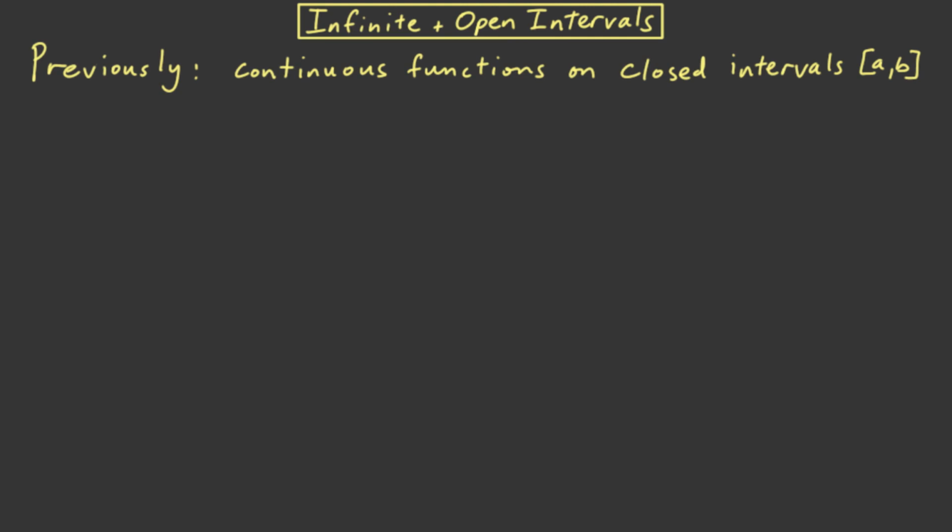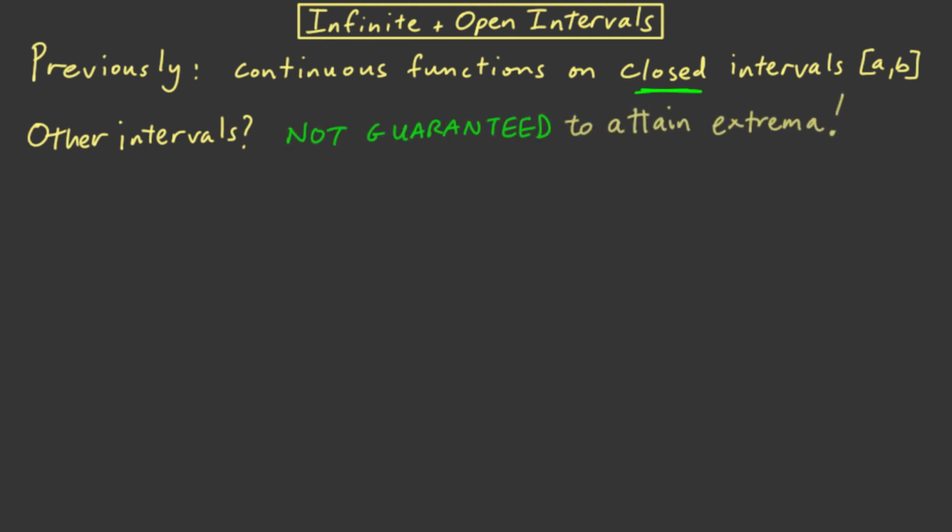So far, we've been focused on the mins and maxes of continuous functions on closed intervals [a, b]. And that's a situation where the extreme value theorem applies. But what about other kinds of intervals? Open intervals, infinite intervals. What can we do then? We no longer have the extreme value theorem, so we're not guaranteed that the function will attain a max or a min. But the candidates for where a max or a min might be attained remain the same. We have to look at critical points, and we still have to check the endpoints.